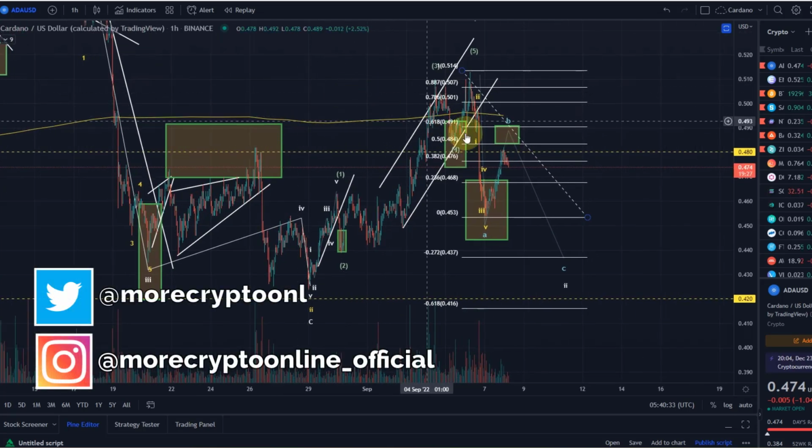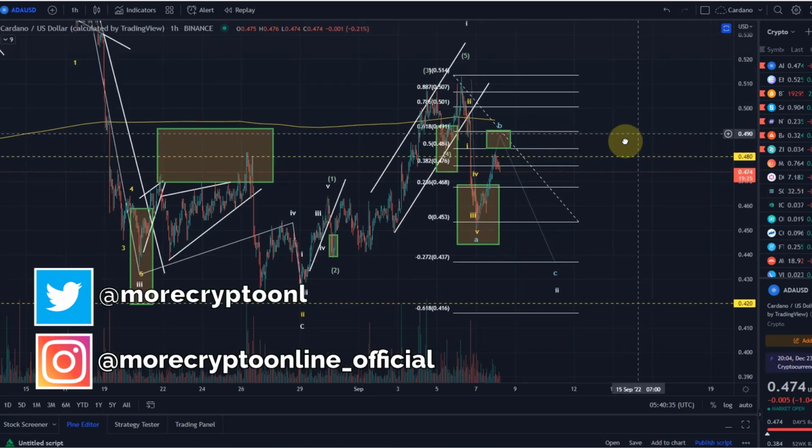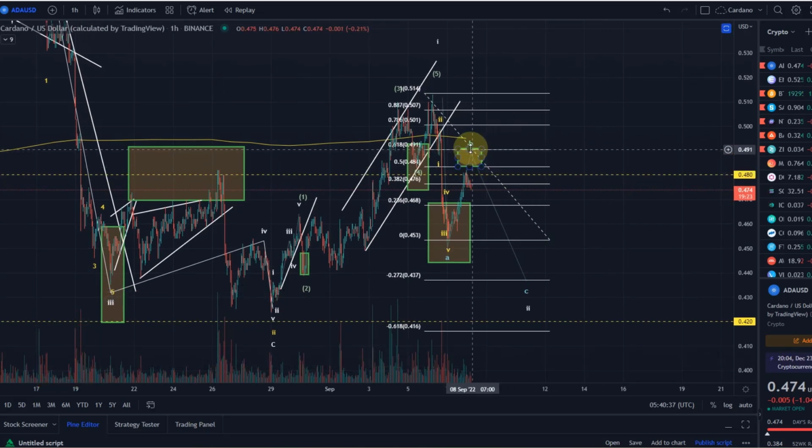So we take a look at that. We nearly reached my target here after my last video. This wave B target area between 48.4 and 49.1 cents. I think we came all the way up to 48.2. So 0.2 of a cent still missing.